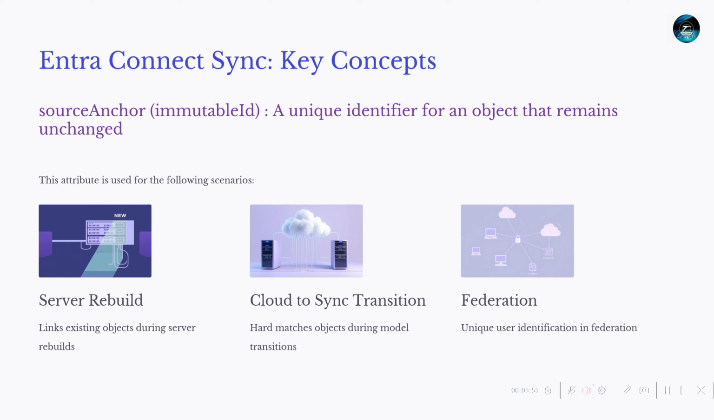This is also called immutable ID, which means that it can't be changed, so once set, this attribute cannot be changed. So during the configuration, it is important to pick a source anchor which supports your scenario.